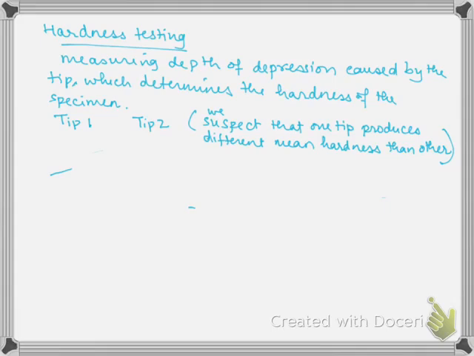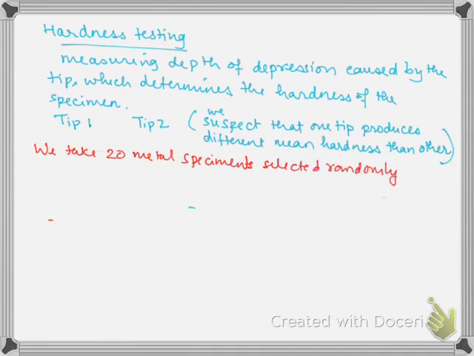So an experiment could be performed as follows. A number of metal specimens, for example, let's say we take 20 metal specimens, selected randomly. Half of these specimens could be tested by tip 1 and the other half could be tested by tip 2.